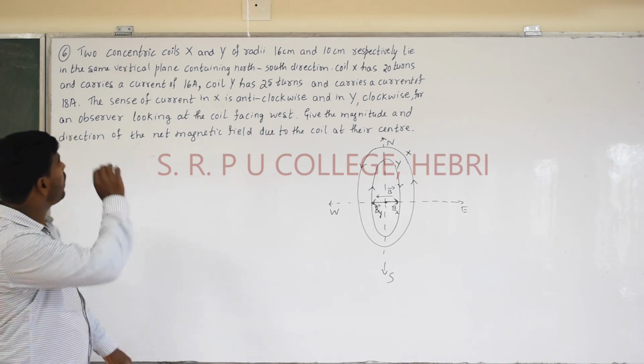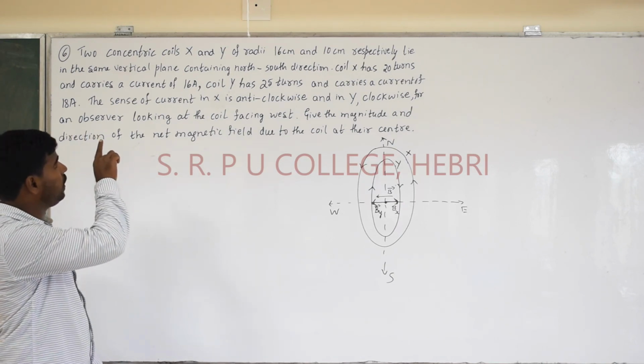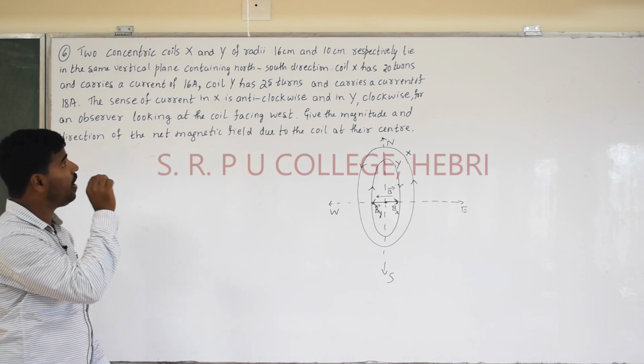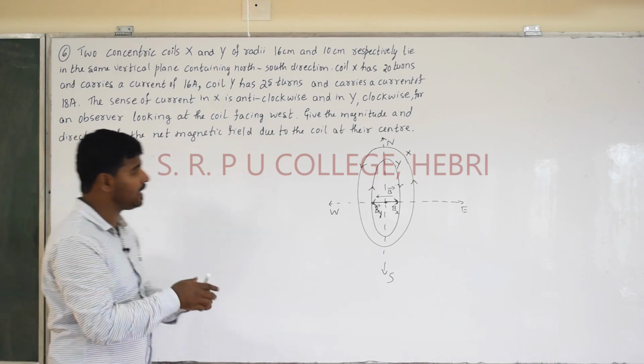See here, in the question they have given two concentric coils X and Y of radius 16 centimeter and 10 centimeter.